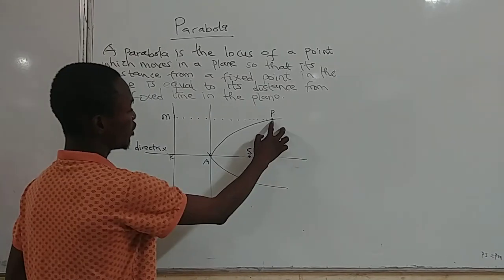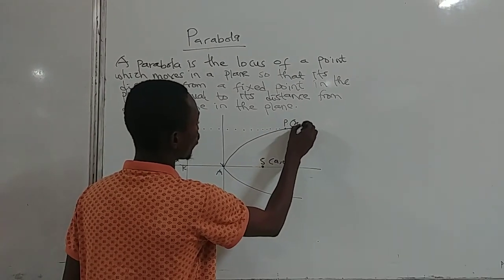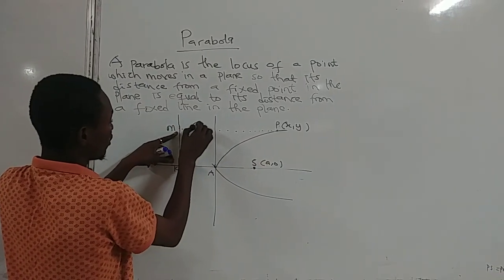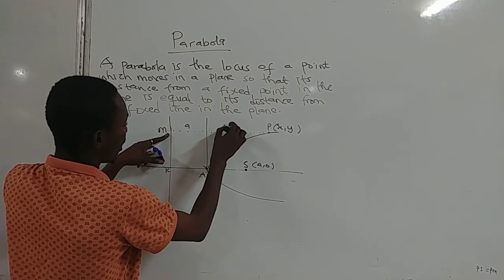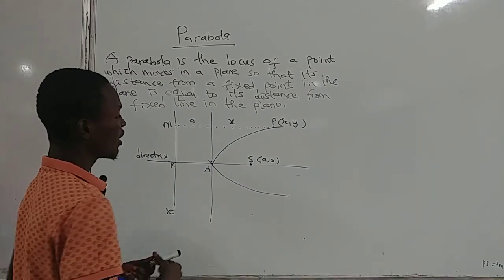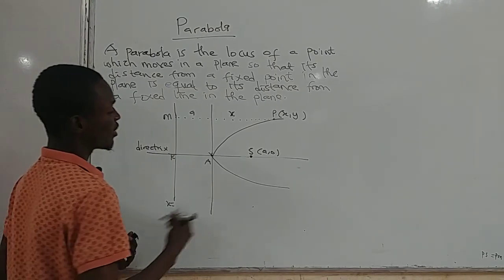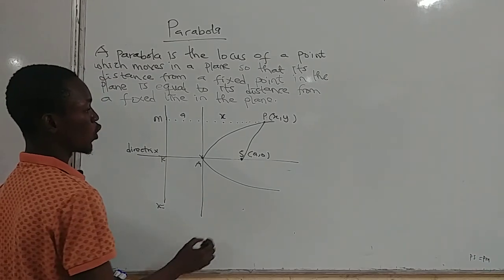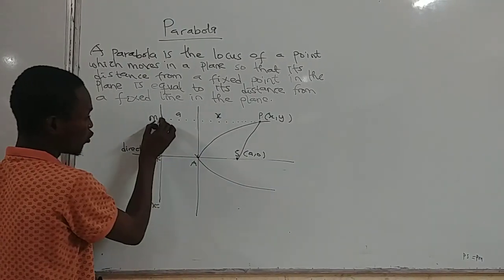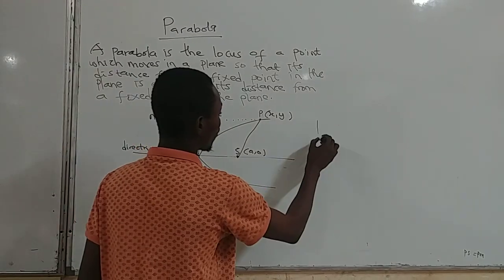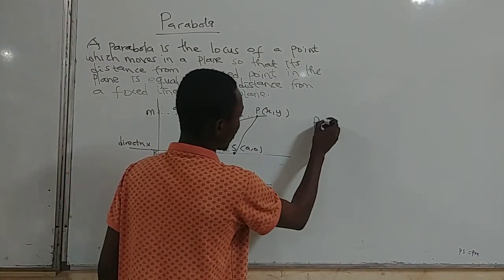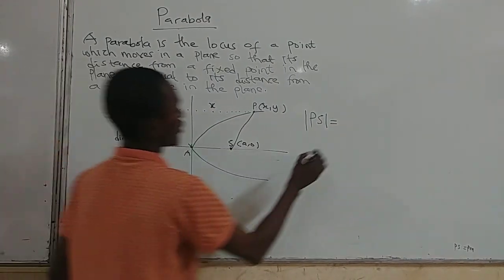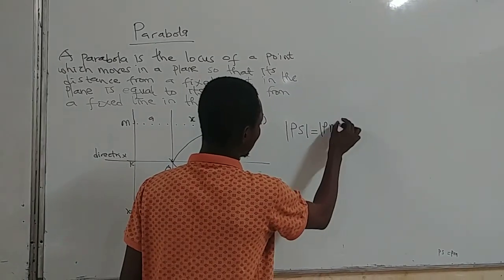Let's assume there is a point P on the parabola with coordinates (x, y). Now, the distance from P to M: let's say the distance from here is a and here is x. To prove the standard equation, the distance from point P to point S is equal to the distance from point P to point M. That is, PS is equal to PM.